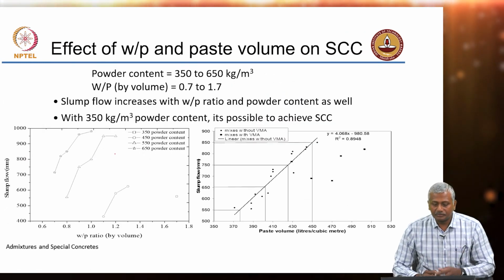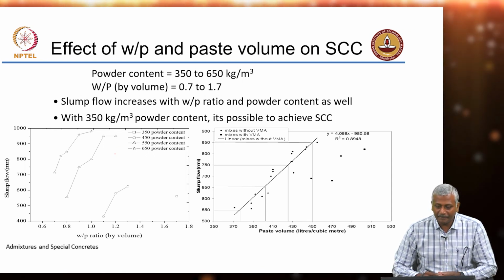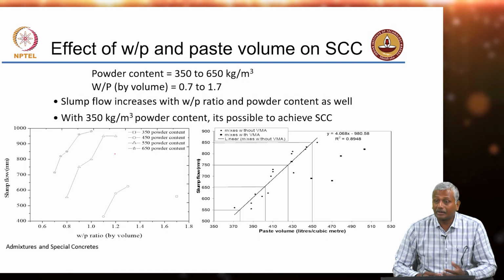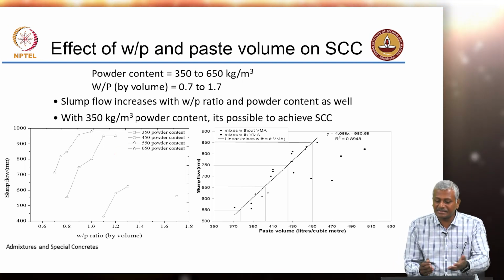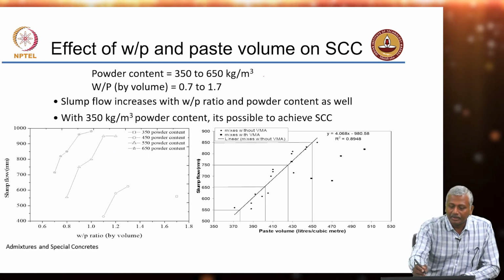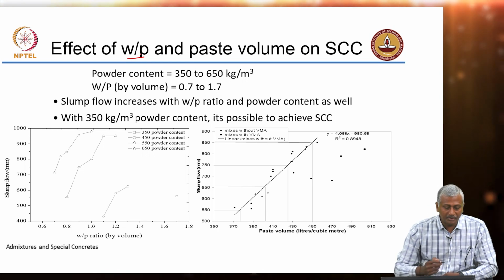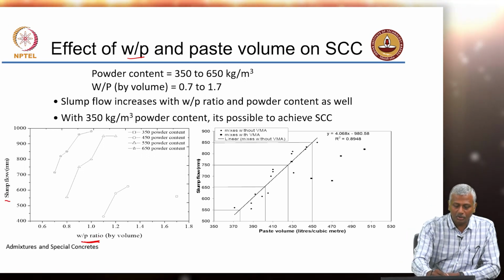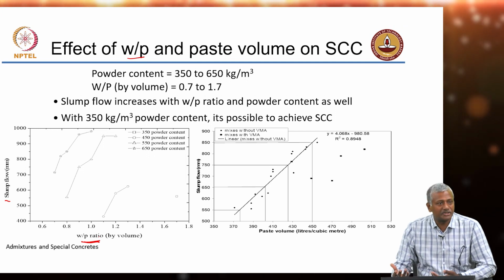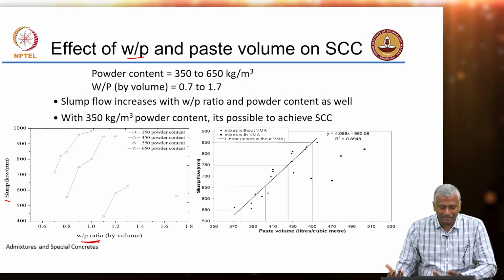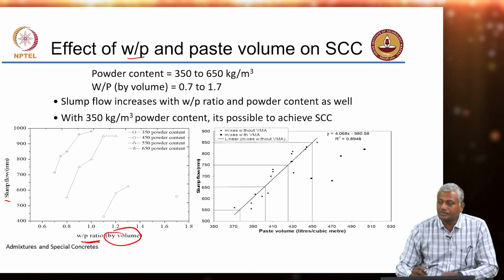Now, again here adopting that mixed design, we wanted to look at adopting the aggregate proportions of 50 to 20 to 30. Here this is just a simple exercise doing the effect of water powder ratio and paste volume. So here slump flow is plotted against water to powder ratio, powder implying cement plus fly ash. Water to powder is water to binder, same thing. Okay. Please note that this is plotted in terms of volume.